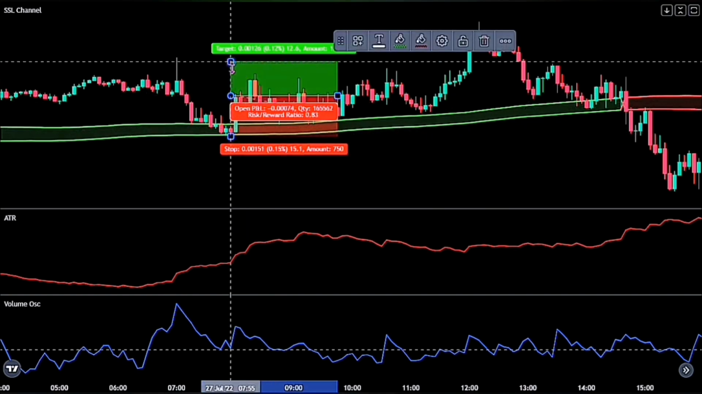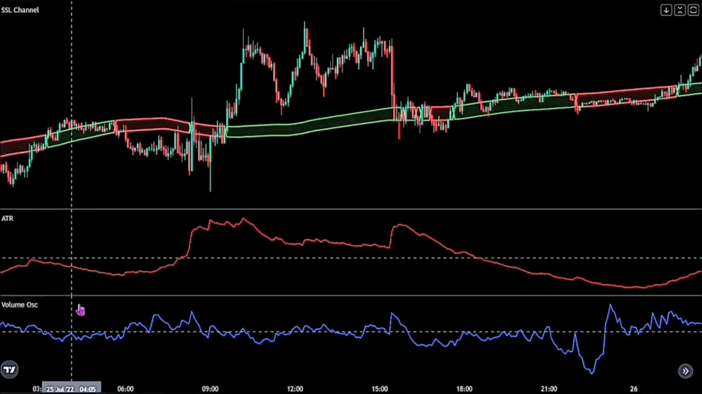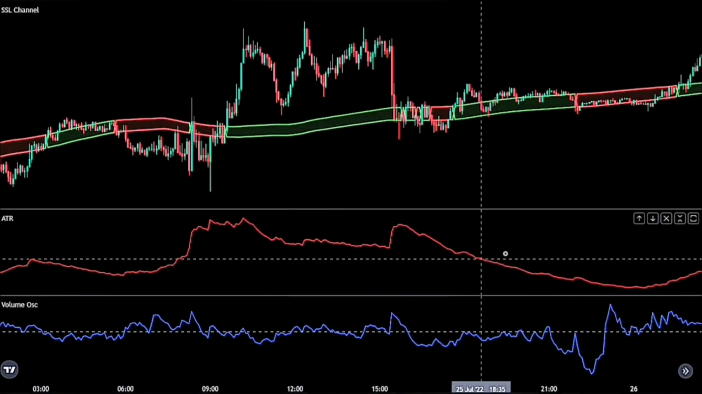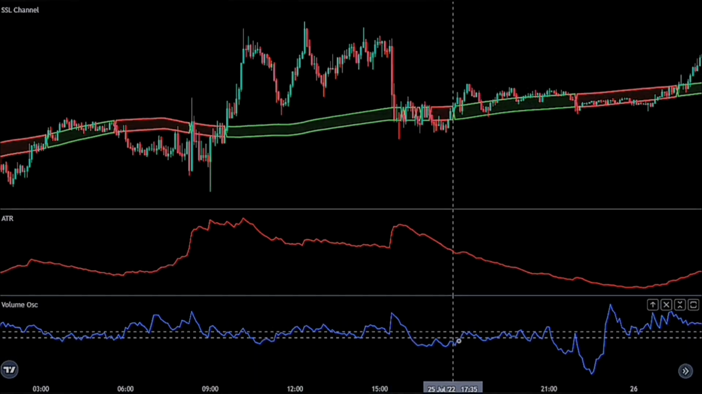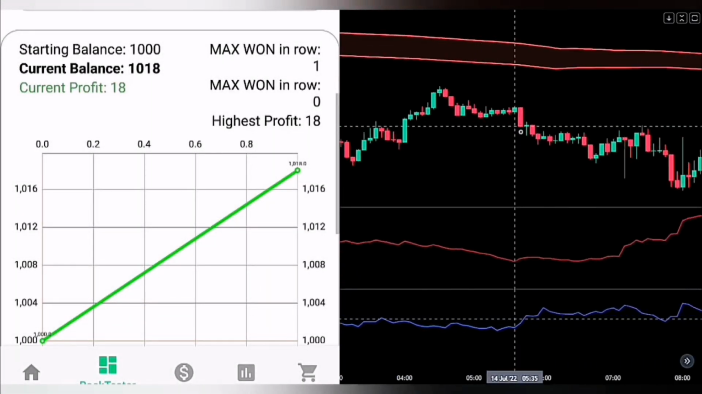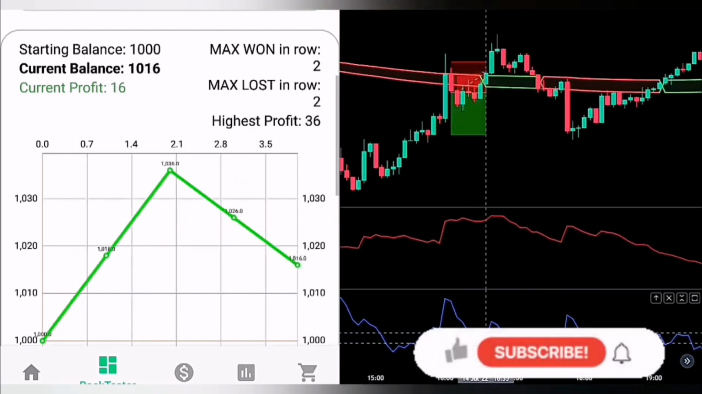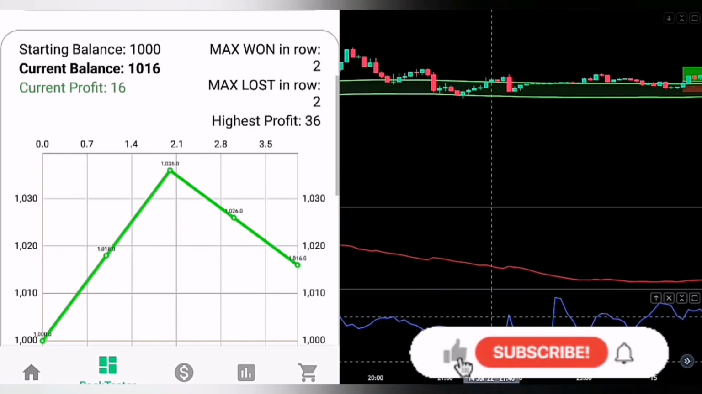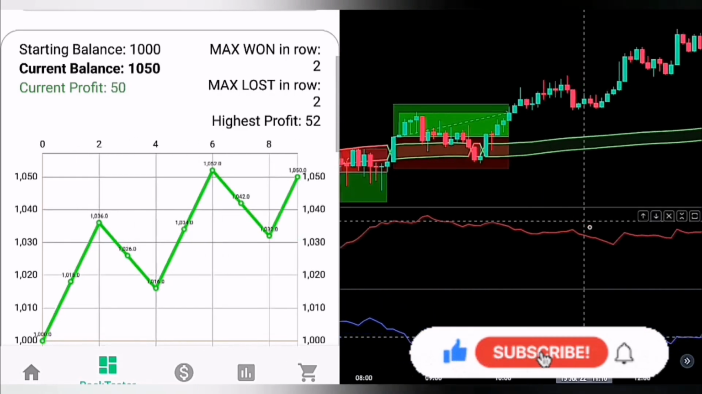Okay, so let's do one more example before we start with our back test. So we see that the price retraced to the SSL channel before it broke out in the direction of the trend. We would be placing our buy order here and our stop loss using the ATR. You can see how good this strategy is. You can also see how good the volume indicator is doing in eliminating bad trades. So let's go ahead and start our back test.